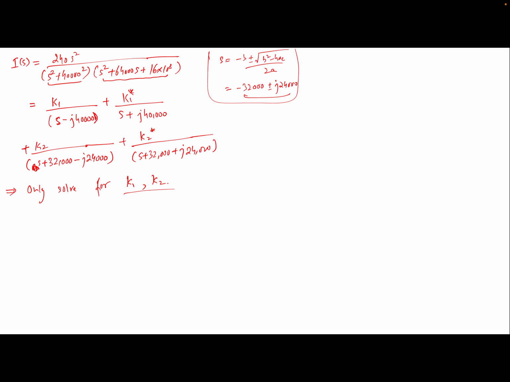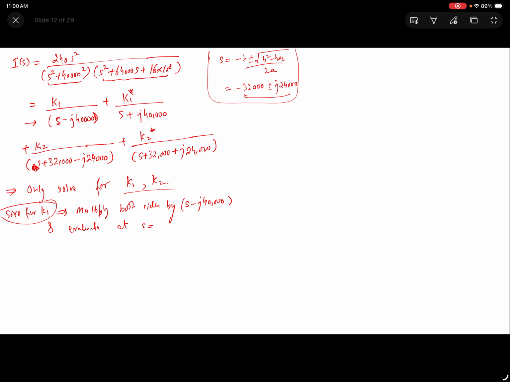Okay, so when we solve for k1, and we have done this process many times, I'm not going to do it, but I'm still going to show you the equation. Here is the s minus j 40,000, so multiply both sides by s minus j 40,000 and evaluate at s equals j 40,000.